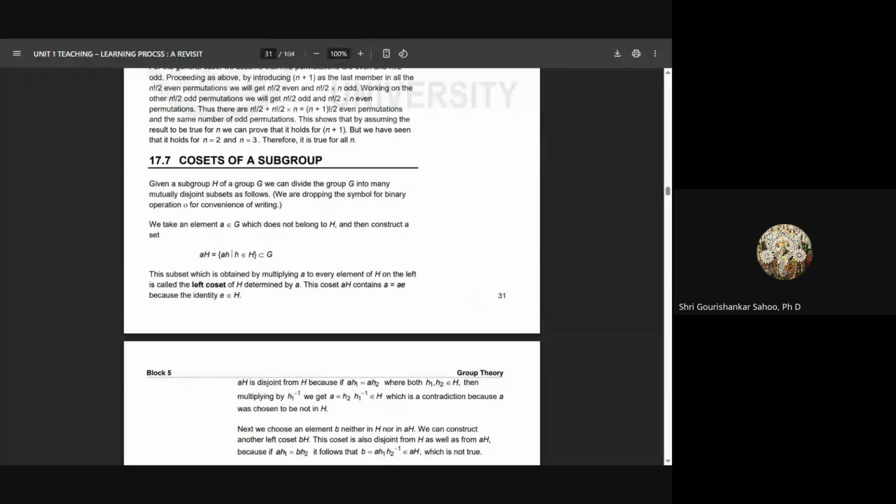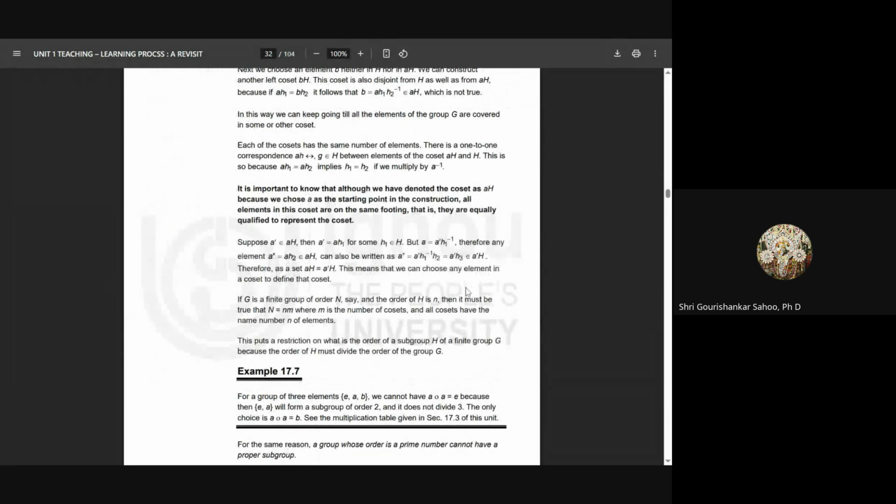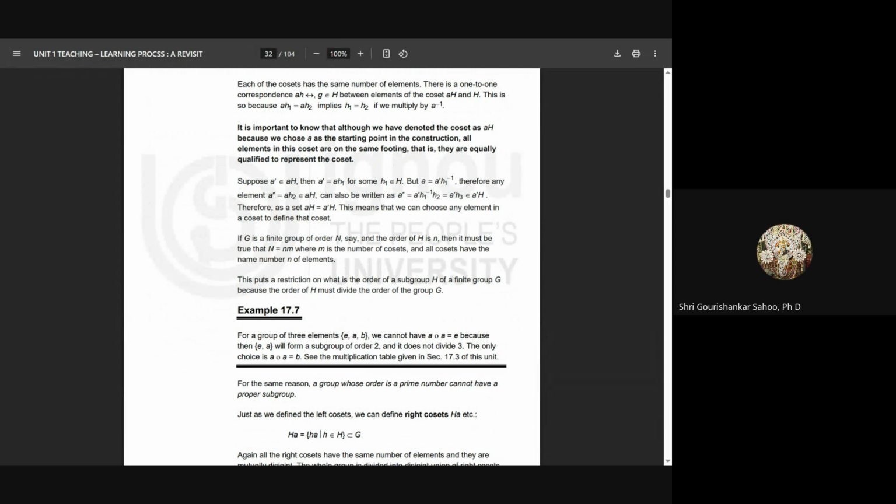Then there are cosets of a subgroup. It is important to know that although we have denoted the coset as aH, small a, capital H, because we choose a as the starting point in the construction, all elements in this coset are on the same footing. That is, they are equally qualified to represent the coset. So you can have left coset and right coset.